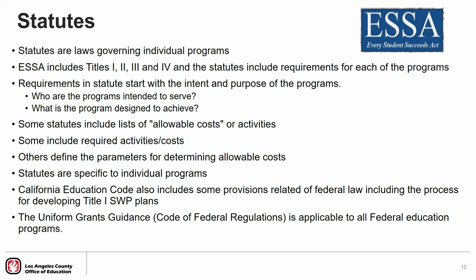So you won't find a list of allowable activities. There usually are parameters that you'll have to determine in order for it to be allowable. The statutes are specific to individual programs. California Education Code also includes some provisions related to federal law, such as the process for developing Title I school-wide plans. And lastly, the Uniform Grants Guidance, the Code of Federal Regulations, is applicable to all federal education programs.